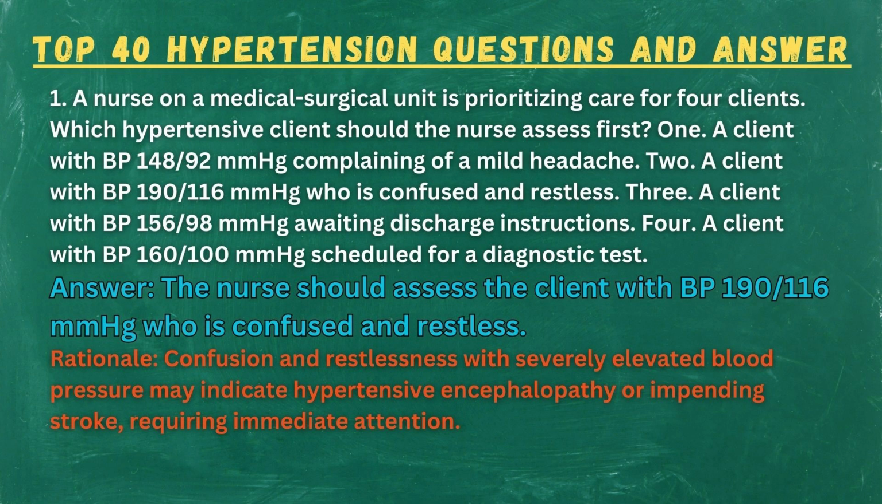Answer. The nurse should assess the client with BP 190/116 mmHg who is confused and restless. Rationale. Confusion and restlessness with severely elevated blood pressure may indicate hypertensive encephalopathy or impending stroke, requiring immediate attention.